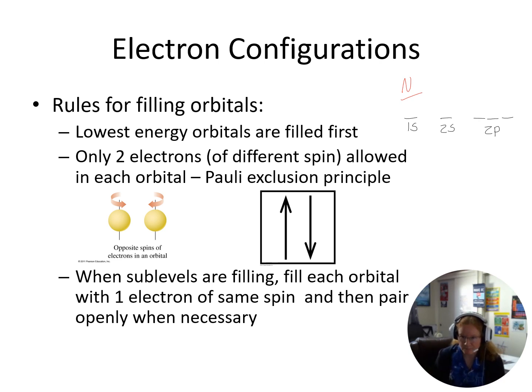Nitrogen has an atomic number of, anybody know? Think about it for a second. 7. So that means that a neutral nitrogen atom also has 7 electrons. So we're going to fill the lowest energy first. So we're going to do 1, 2 electrons.